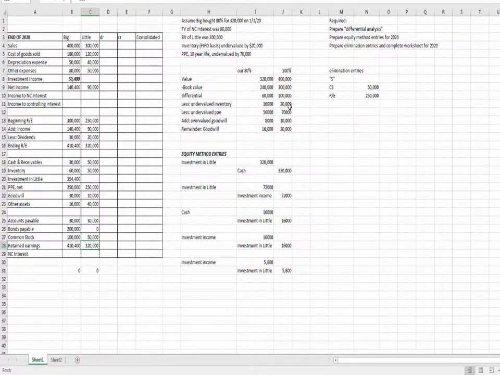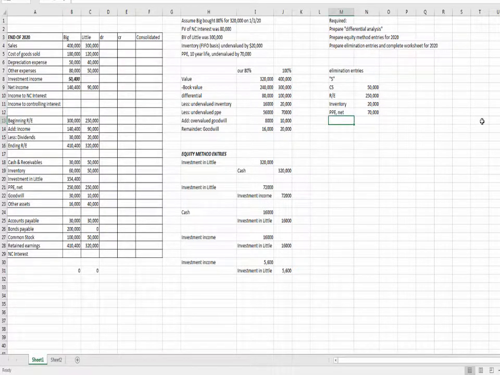And now we need to record these various differential items. Their inventory was undervalued, so we're going to go ahead and increase their inventory by $20,000. Similarly, their property, plant, and equipment net, again, we're dispensing with the separate accumulated depreciation account for the moment. The property, plant, and equipment net was undervalued by $70,000, so we're going to go ahead and write that up.